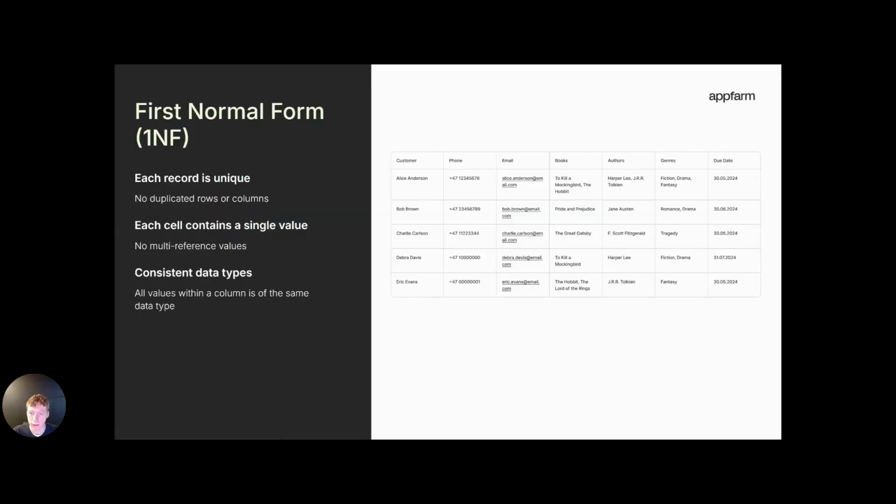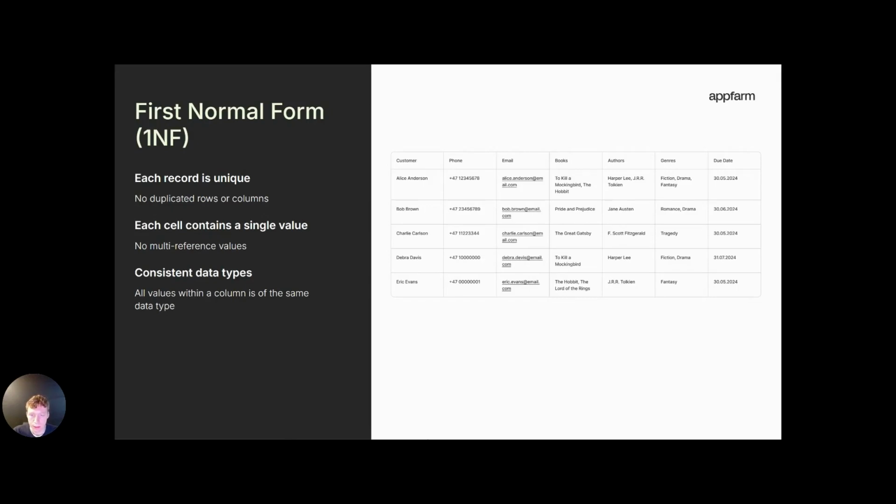So the first step is to take this dataset from unnormalized into first normal form, also called 1NF. First normal form has 3 criteria, which is listed on the left here. Each record has to be unique, with no duplicated rows or columns. Each cell needs to contain a single value, so there's no instances of multi-reference values, which was what we discussed earlier about some cells having multiple books or authors. There should also be consistent data types.